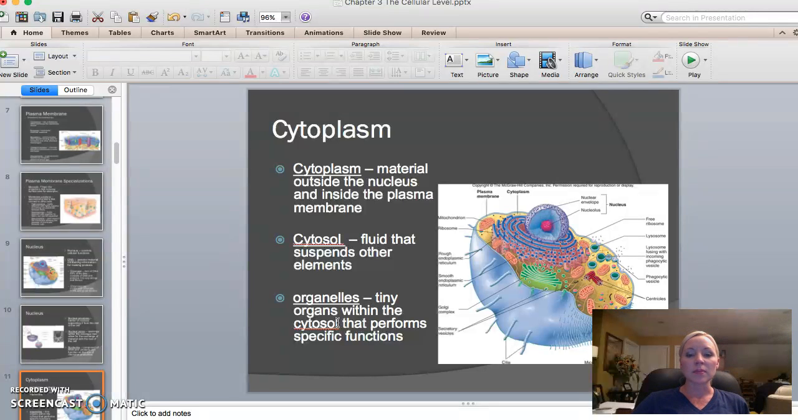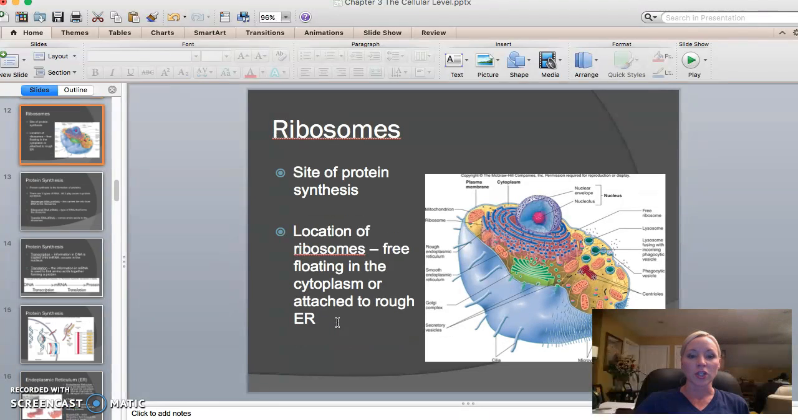Our cytoplasm, material outside of the nucleus, yet inside that plasma membrane, as I said, is going to hold all those organelles together, and we know all those organelles are going to have their own function. So we get into the organelles. We have a ribosome. This is the site of protein synthesis. This is where it happens. You have your protein synthesis going on here with transcription and translation. We'll be talking about that in the part 2 video.